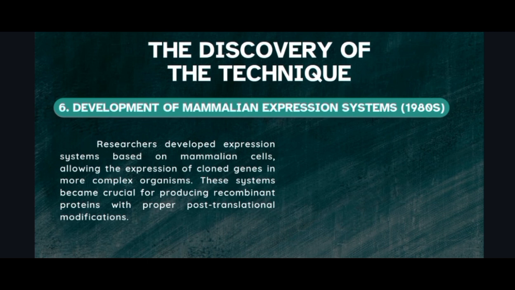The technique of cloning with mammalian cells involves putting a gene into a special carrier called a vector. This vector has instructions that tell the mammalian cell how to use the gene to make the protein. So when the vector is put into the mammalian cell, the cell reads the gene and makes the protein. This protein can then be collected and used for many things, like making medicines or studying how proteins work in the body.